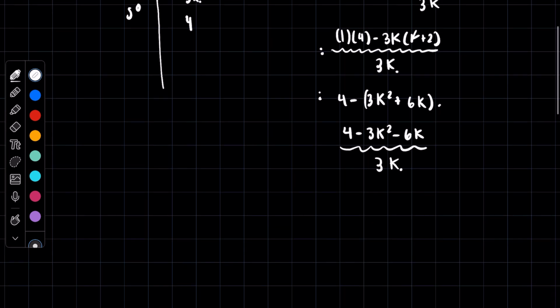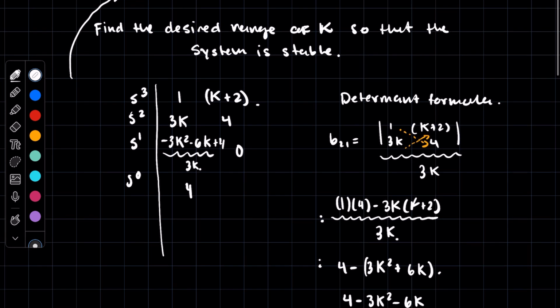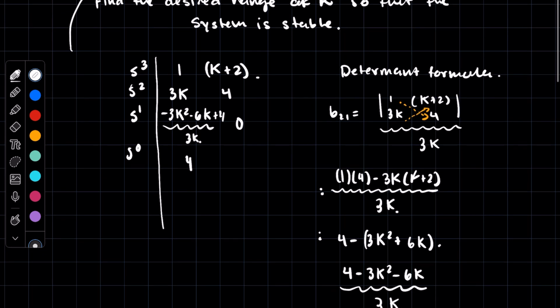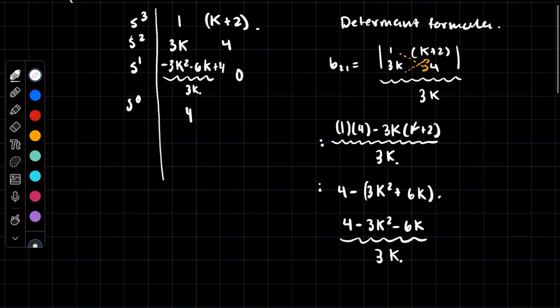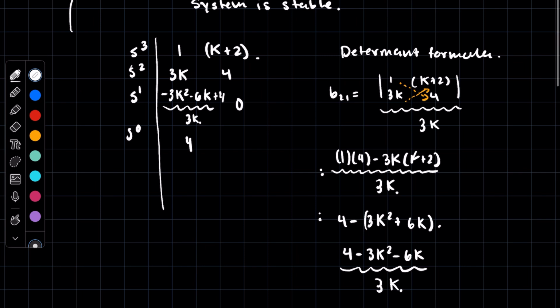But that doesn't finish the problem, right? We remember that the problem asked us to find the desired range of k so that the system is stable. Now, in order for us to consider this a system that is stable, the number of sign changes within the first column determines this. So at any point, if there was a change in the sign, we would know that there would be a pole there, and that would make the system unstable.